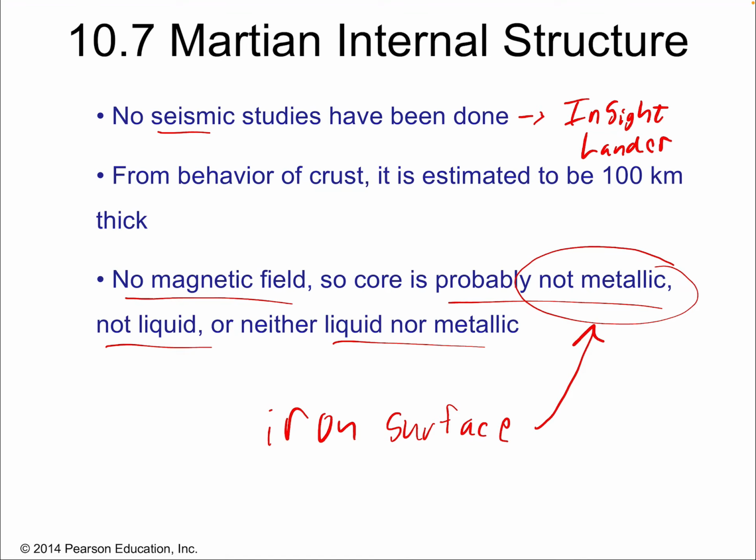And because of the rust oxidation that led to all the red surface, the iron-rich surface, it means no metallic core, and therefore no magnetic field. Okay, so you see how those ideas are closely related. And so it's a good explanation because it explains two things at once.